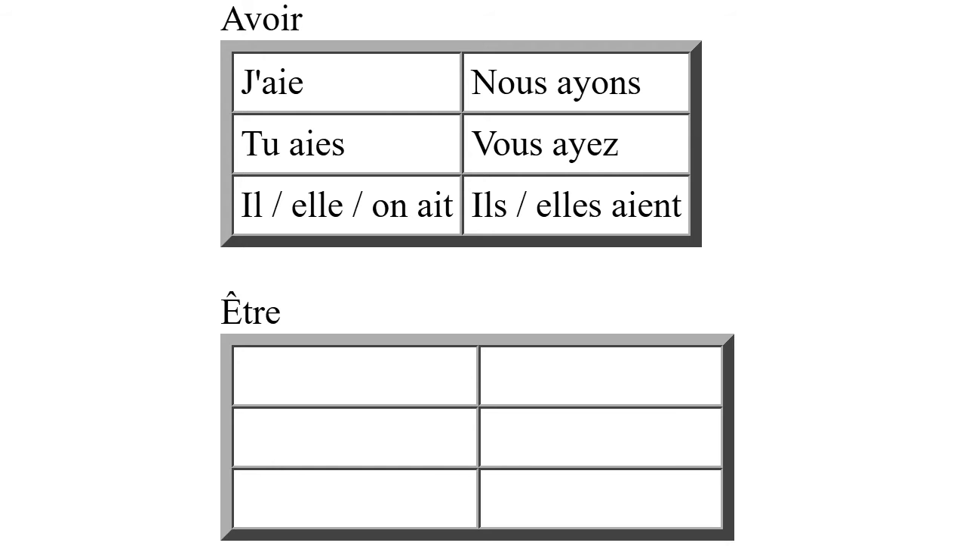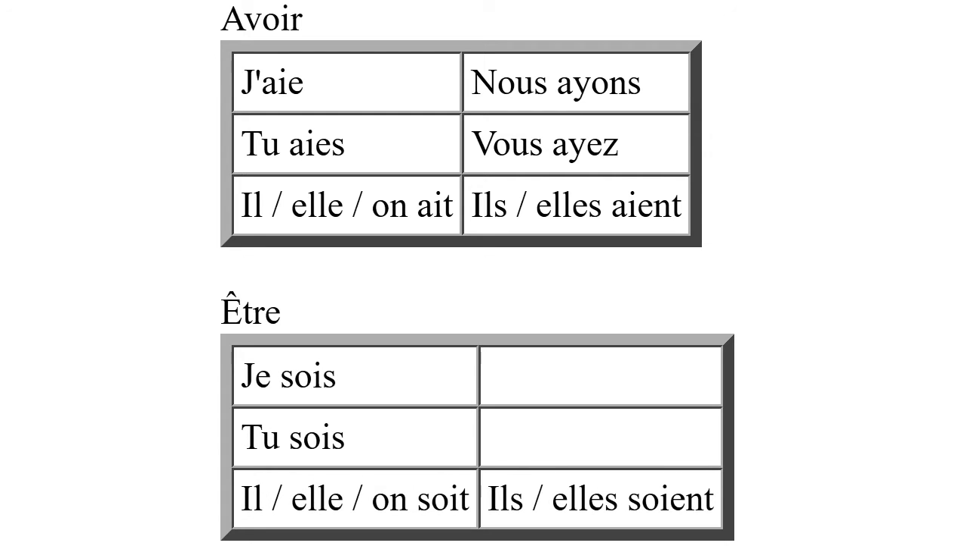The verb être shares the same pattern. The sound of sois gives us most of the forms. Je sois, tu sois, il, elle, on soit, and ils or elles soient. The nous and vous forms use the letter Y, nous soyons and vous soyez.